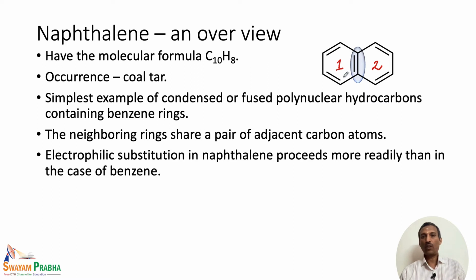And when we look at the reactivity, the electrophilic substitution on naphthalene occurs much more readily than benzene. So since this is having an aromatic ring structure, this undergoes electrophilic substitution, and since there are two rings there, that means the pi electron density is a little bit higher than a benzene ring. So that's the reason the electrophilic substitution happens very readily, and we will also see what are all the different positions at which the electrophilic substitution will occur.